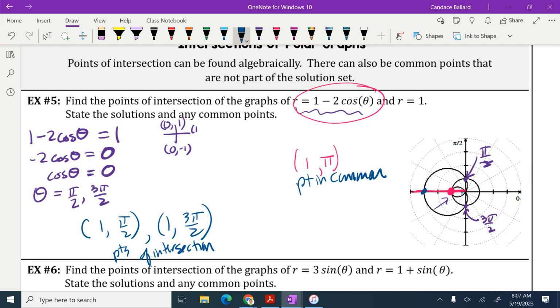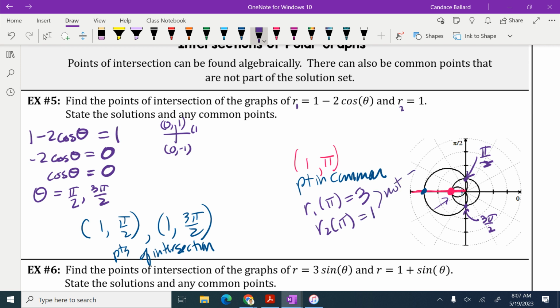Okay, let's just write this down so you have it. I'm going to call this one r sub 1. So r sub 1 of pi equals 3. And r sub 2 of pi equals 1. So they're not equal. All right, let's look at example 6, and then we're going to call it good.